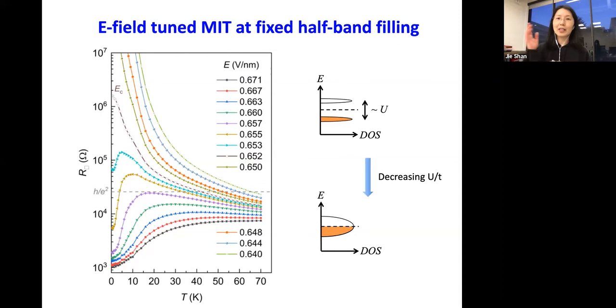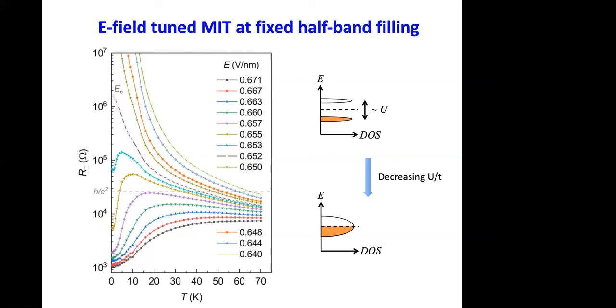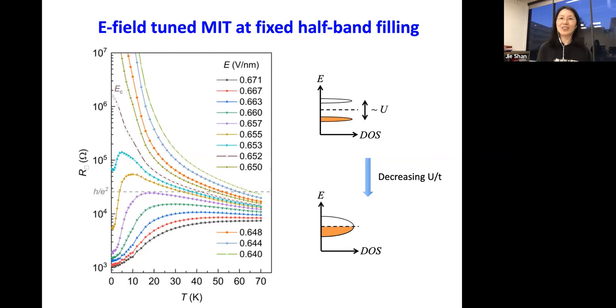What is this effect? Pomeranchuk effect? Yeah, exactly. That's what I was thinking. It looks like the insulator is the higher entropy phase. Exactly, exactly. You're right. So I guess I don't need to get into detail. That's very interesting.